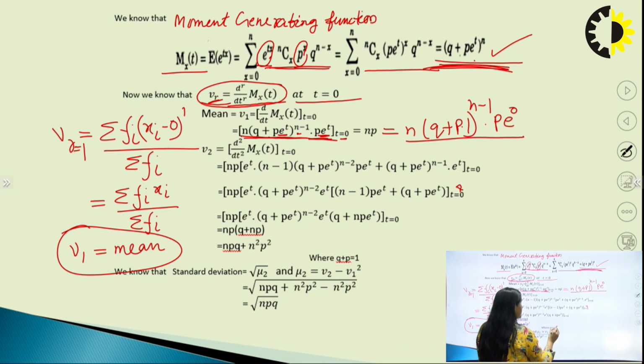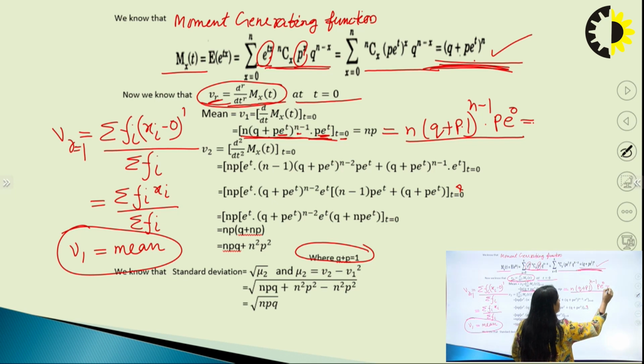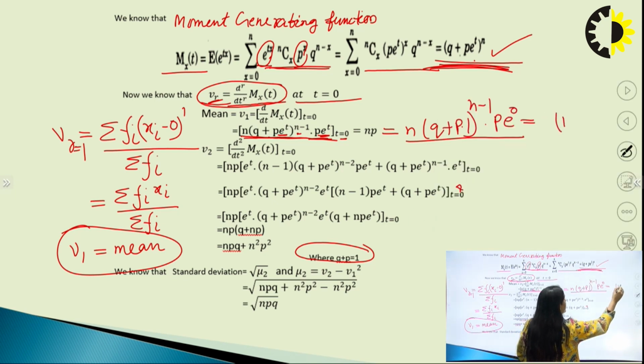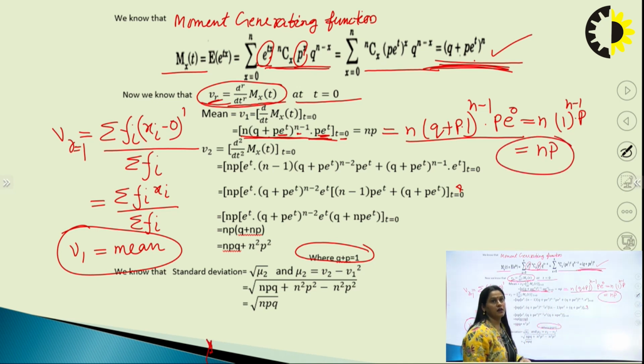We know that q plus p is always equal to 1. So we will finally get here n into 1 to the power n minus 1 into p. So finally we get np. It means mean of the binomial distribution is np. All right. Mean of the binomial distribution is np.